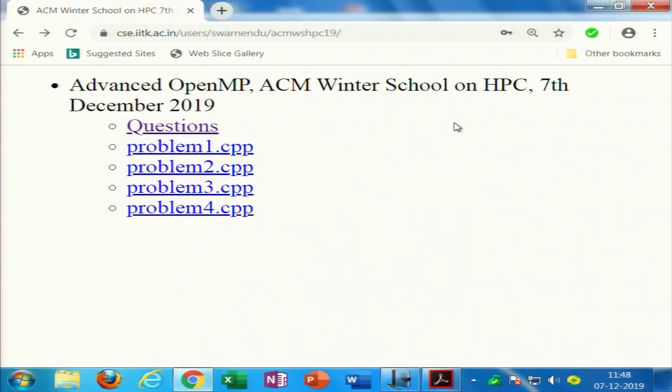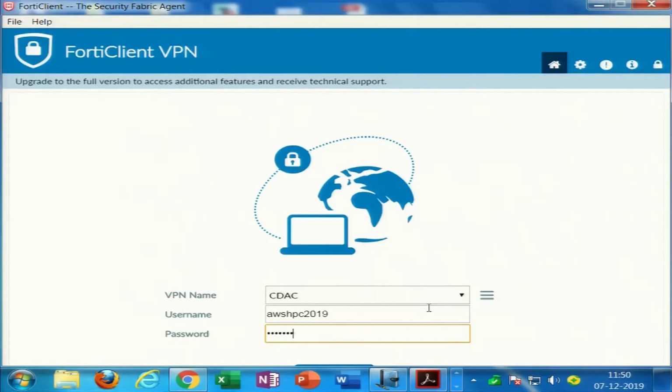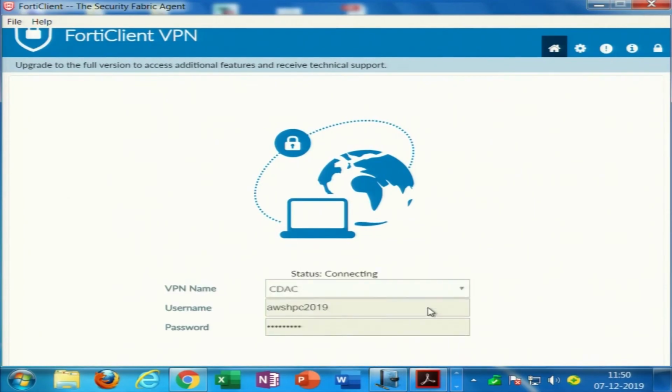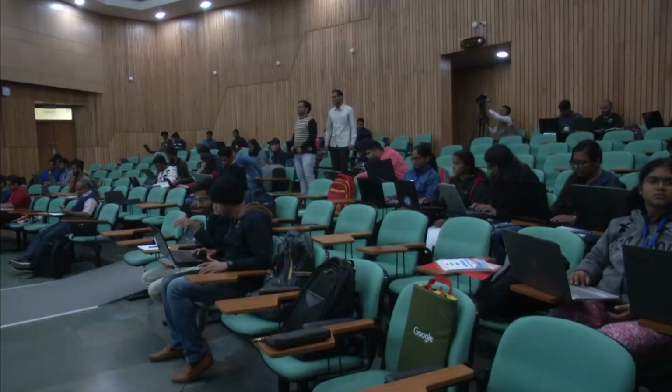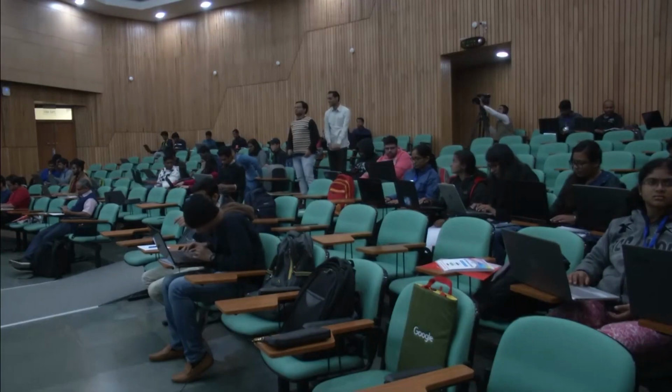The URL here is cac.iitk.ac.in, users, my name, and then ACM Winter School ACM WS HPC 19. Is it not working? It's simple: problem 1.cpp, problem 2.cpp. So once you have one, the others you can just reuse.